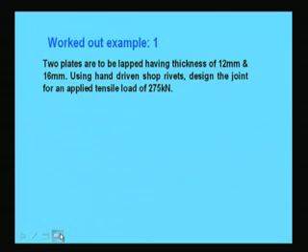Say in this case 2 plates are to be lapped, having thickness of 12 mm and 16 mm. That means 2 plates we will be connecting through a lap joint, and that has to be designed by the use of rivets. Using hand driven shop rivets, design the joint for an applied tensile load of 275 kN.